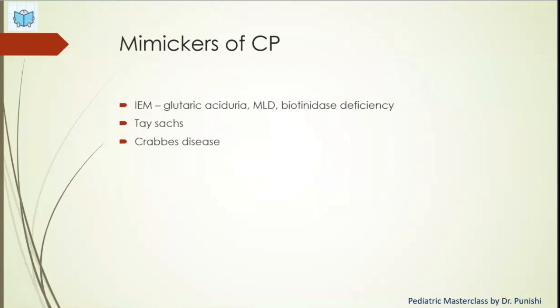So we saw this in the first video, in the first part of the discussion, what diseases can mimic CP. You can have inborn errors of metabolism like glutaric acidemia, biotinidase deficiency, other enzymopathies like Tay-Sachs, Krabbe's, etc. All of these can mimic cerebral palsy, and that is why they are to be considered in the differential diagnosis.